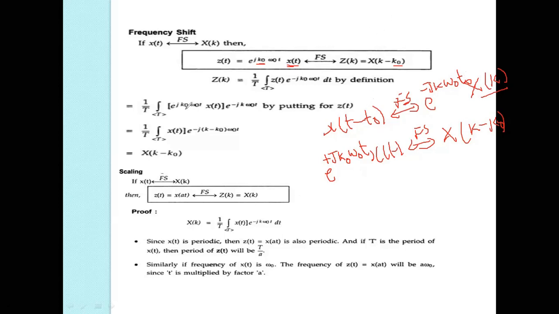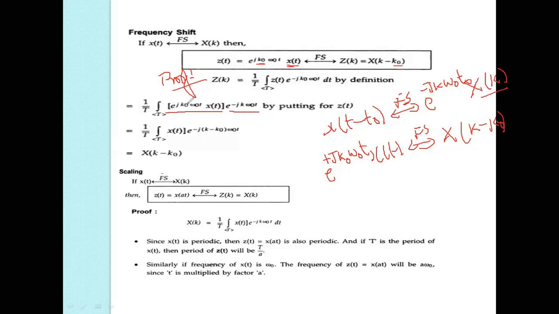Got it, my students? Now see here, by using the same expression in the proof, check z of k is equal to 1 by T the integral of z of t e power minus jk omega naught t dt. You have to prove this one. Take z of t as e power j k naught omega naught t times x of t. Substitute this function, and e power minus jk omega naught t.